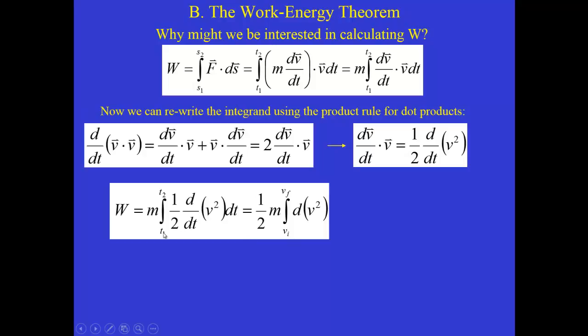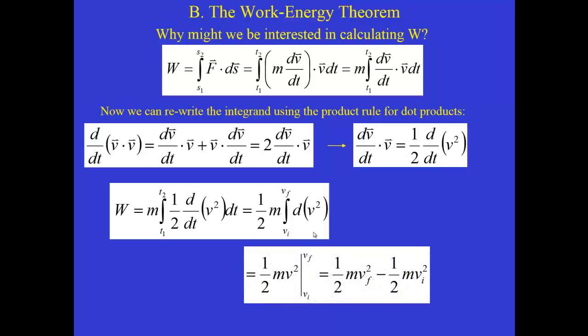So whatever the velocity was at time t1, we'll call that v initial, and what it is at time t2, we'll call v final. This might look a little bit odd, but if instead of v squared it just said x, then you would know exactly how to handle this, right? Because the integral of dx is nothing more than x evaluated between the limits.